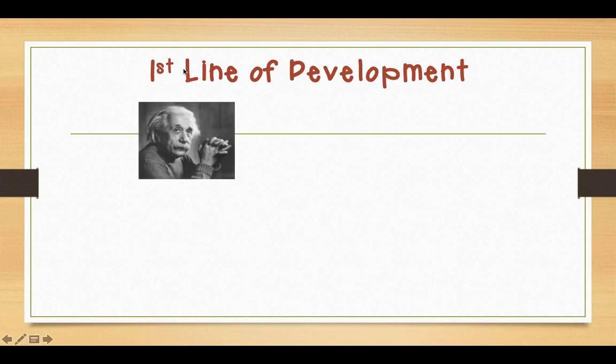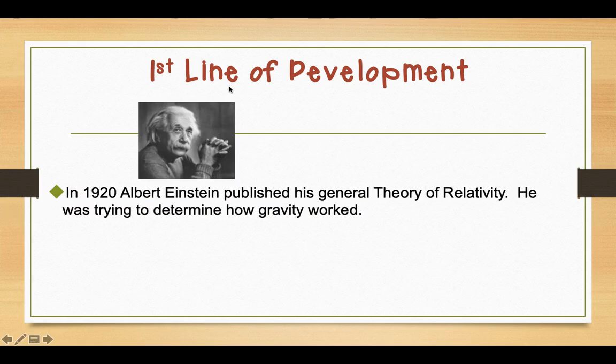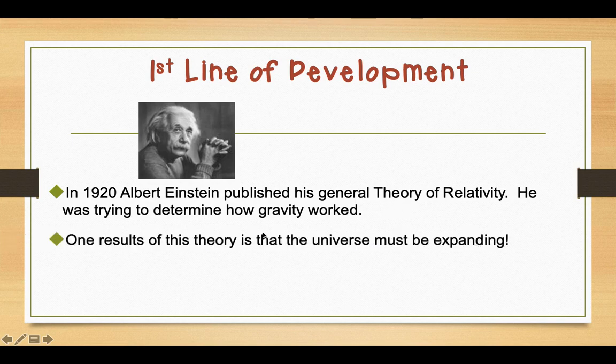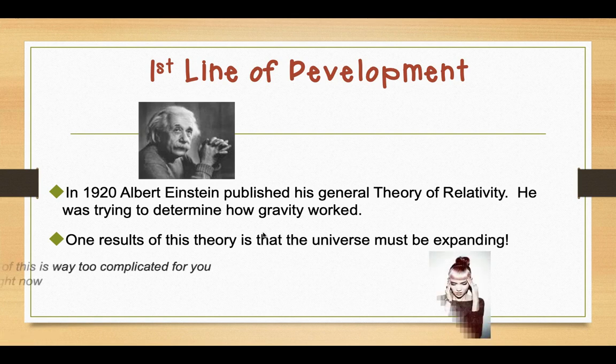So the first line of development, go ahead and write that down. The first line of development actually starts with Einstein. So in the early 1900s, he came up with this theory of relativity, and he's using that theory to try to explain how gravity works. Well, one result of his theory of relativity is that the universe must be expanding.